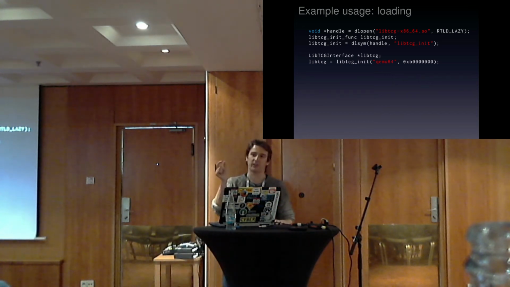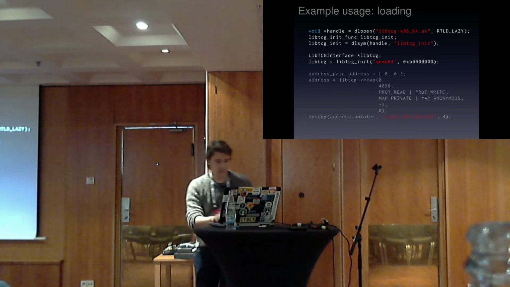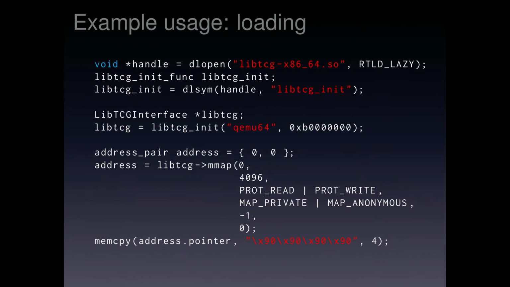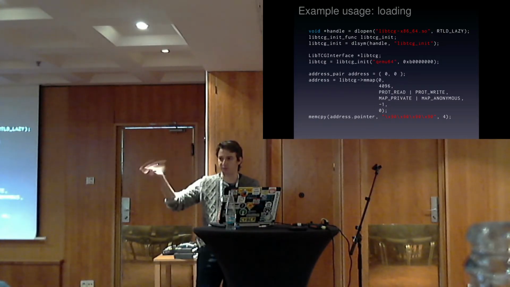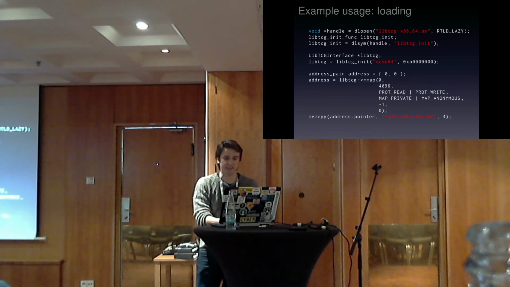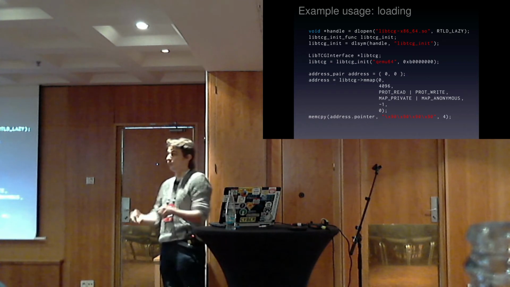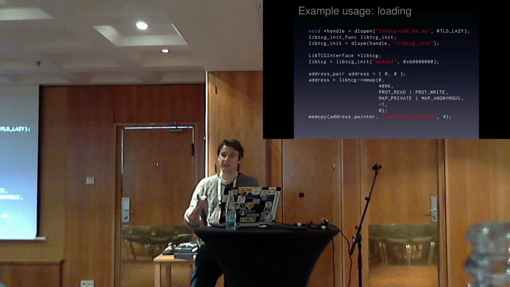Whose code is 0x90. So we mmap it, and we get back the address pair object, which, as I said, has the pointer from both points of view. In this case, we mapped it readable and writable. It's anonymous, not attached to any file. And then we simply perform a memcpy of 0x90 into the address that we are supposed to use if we want to directly read or write there.